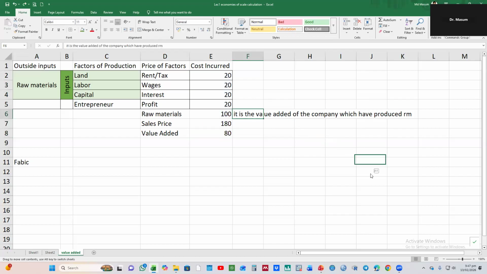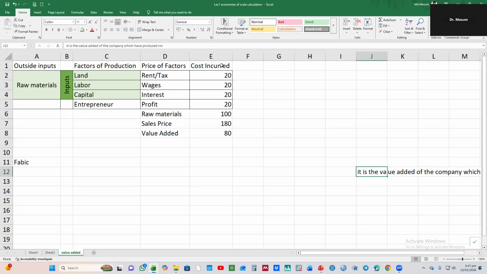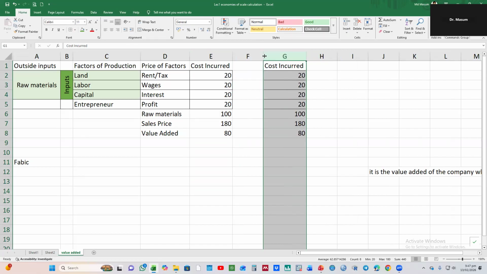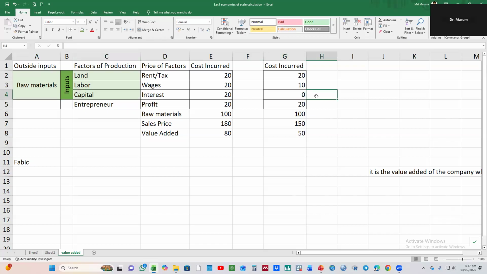So for example, as an operations manager, if you can reduce some cost, what will happen in value added? If you can reduce some cost, say for example, rental, taxes is same, wages you are paying less, say for example, $10 wages. Interest, you are using own capital, owner's capital. Maybe you are not paying any interest, zero interest. If the capital is wholly supplied by the owner, then is there an interest? There is no interest. All right.